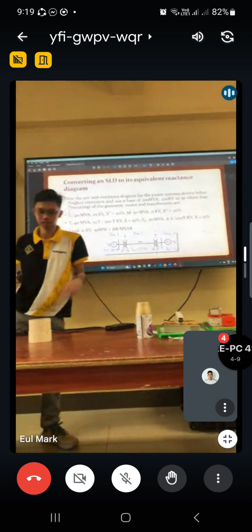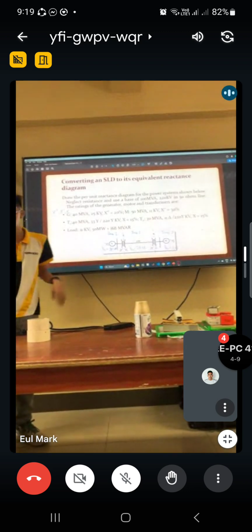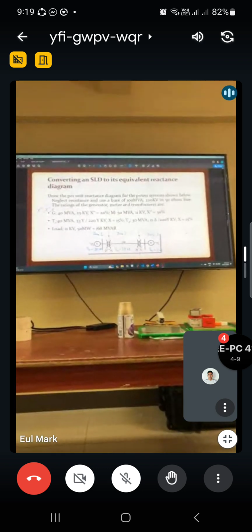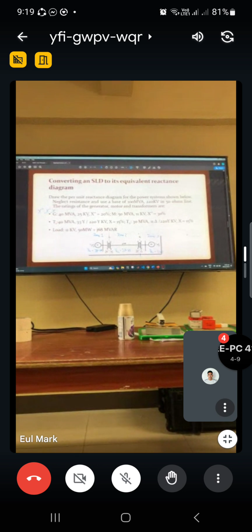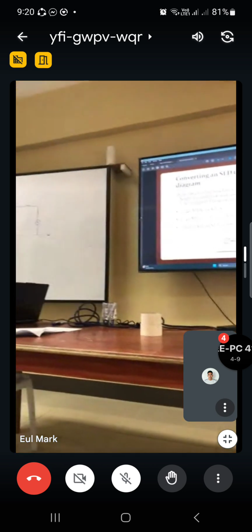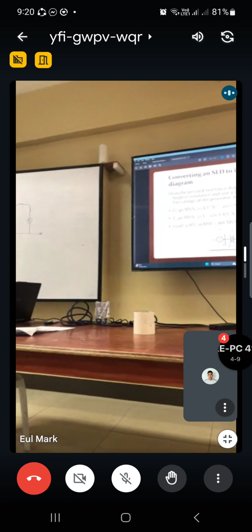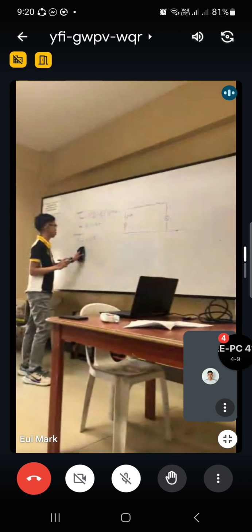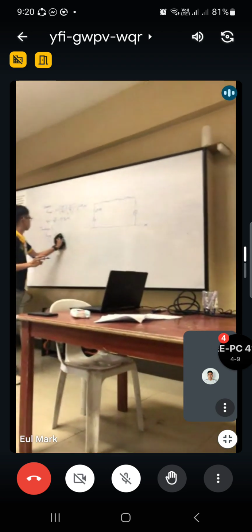So the generator will be used for fault analysis. Okay, so this is j0.5 times 100 over 50. No, 0.15, sir, for the transmission. Sorry, 0.5.